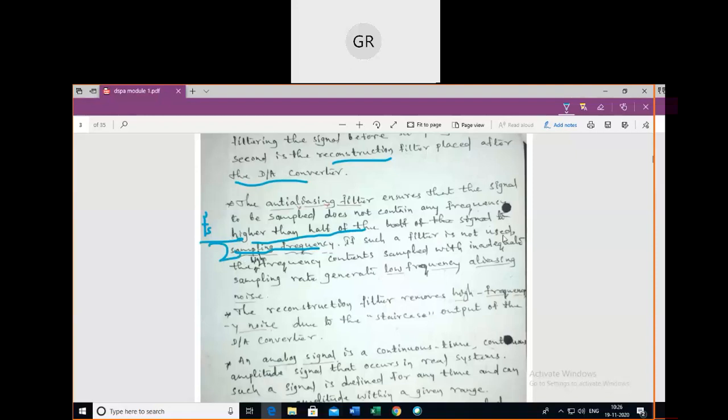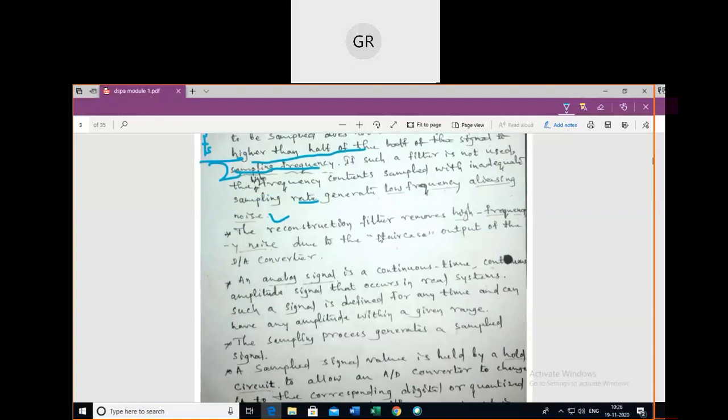If such a filter is not used, high frequency components sampled with an inadequate sampling rate generate low frequency aliasing noise. That is, if the signal has components with frequency more than fs divided by 2, then low frequency aliasing noise is generated. The reconstruction filter removes high frequency noise due to the staircase output of the digital to analog converter.